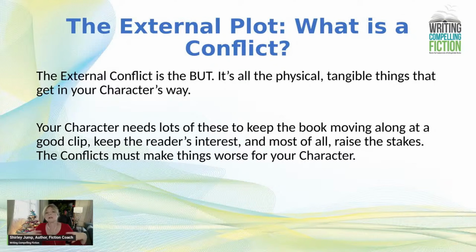So the external conflict is the but. It's all of the things that get in the way. It's the bad guys. It's the distance. It's the money. It's all of the external, physical, tangible things that get in the character's way. So maybe there's a police officer that's hiding evidence, or maybe there's a character who's lying. All of those are physical, tangible things. So you want to think about what those might be, what conflicts are going to keep the character from getting what they want.